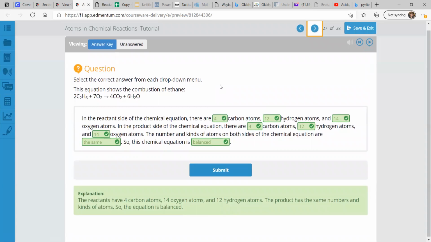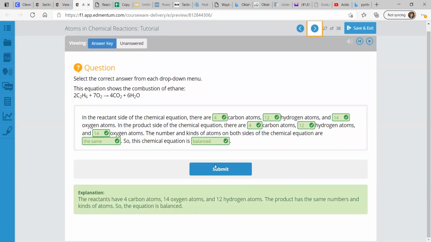All right. And this is just to test if you can use the methods that we just learned. In the reactant side, the left-hand side, there are 4 carbon atoms. And you get that by multiplying 2 times 2. To get hydrogen, you have 2 times 6, and that is 12 hydrogen atoms. For oxygen, you get 7 times 2, 14 oxygen atoms. The number and kinds of atoms on both sides of the chemical equation are the same. So that means the chemical equation is balanced.